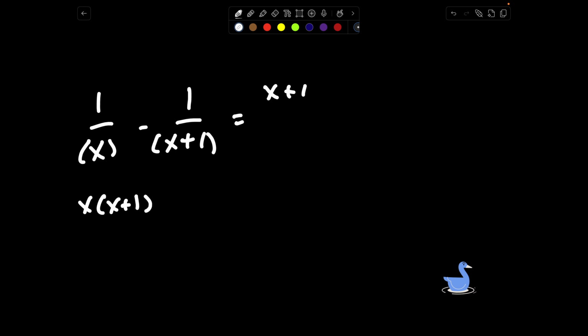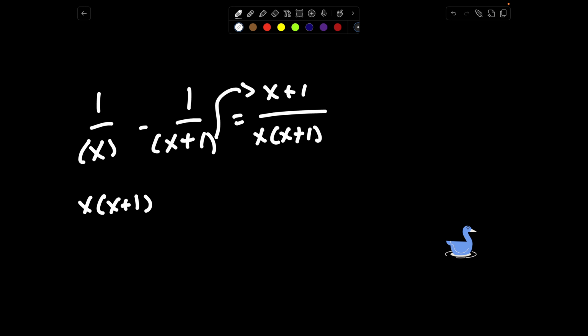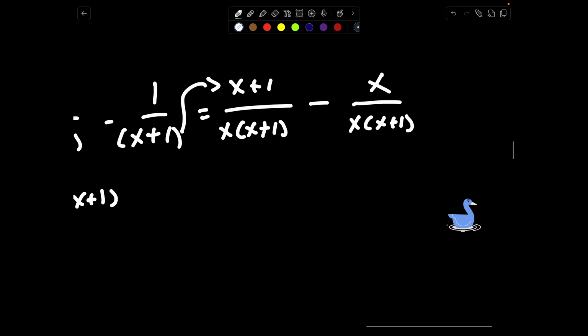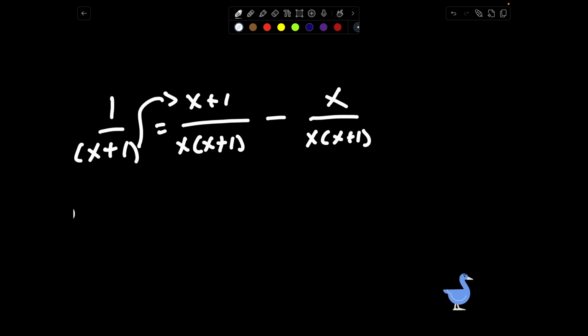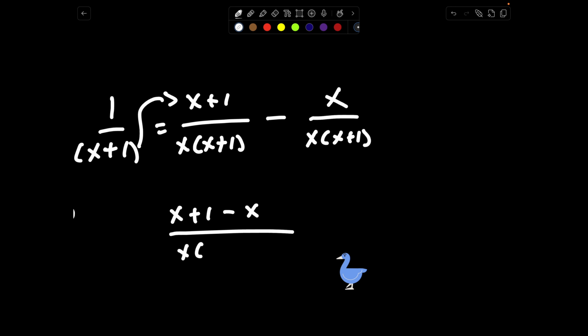x plus 1. Put this on top, put the x on the other side, but we gotta have our common denominator first. So x times x plus 1 minus x over x plus 1. That's it. We can go ahead and combine this a little bit more. Gives us x plus 1 minus x, same common denominator, x times x plus 1. That's it, Mr. Duck.